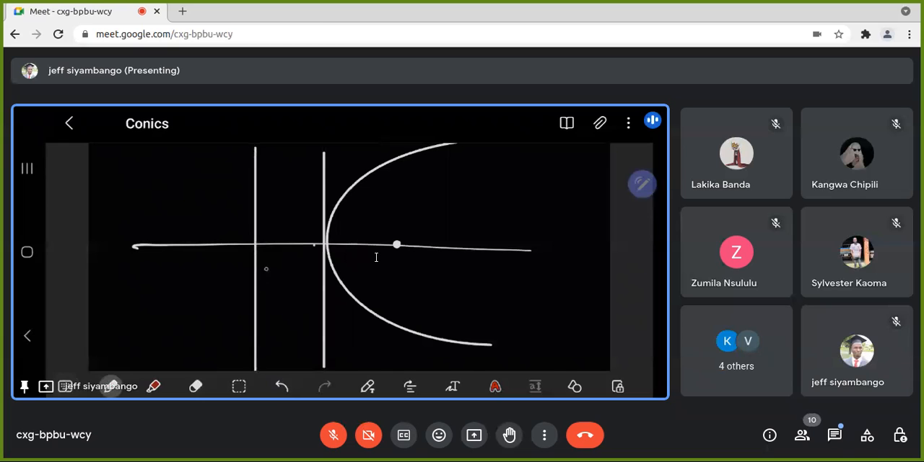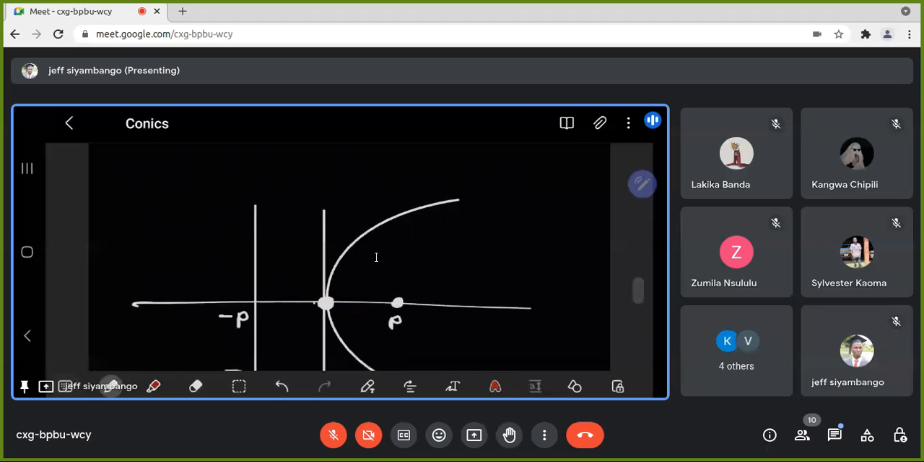So the distance from here up to somewhere there will be the one that we're going to take as P. Of course, you know that distance will have to be the same as the distance from here to there. That will also have to be P. So if this is at (0, 0), then this will be negative P, and this is going to be at (P, 0). Now, this is where the directrix is, and that is the center, and that is going to be where the focus is.